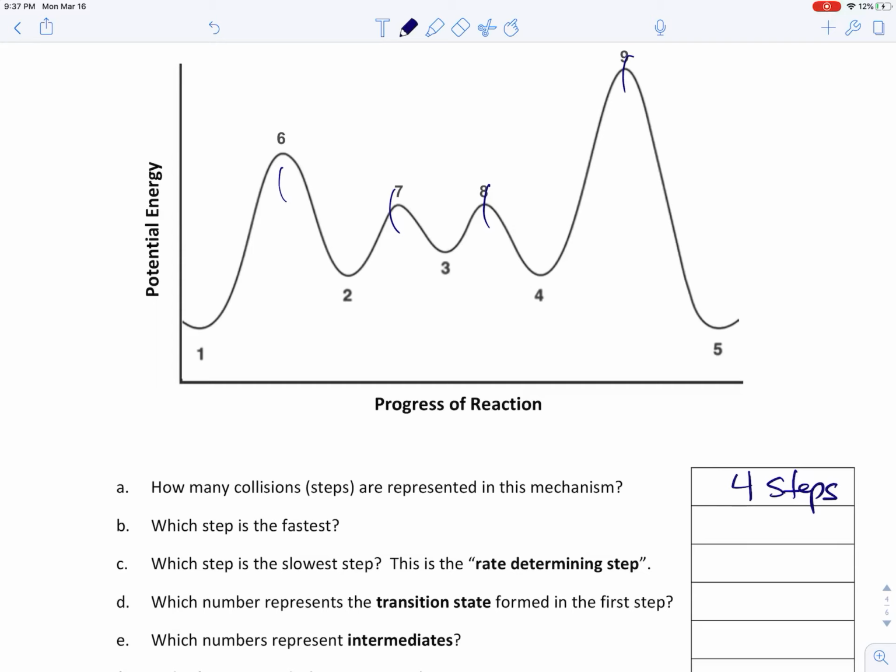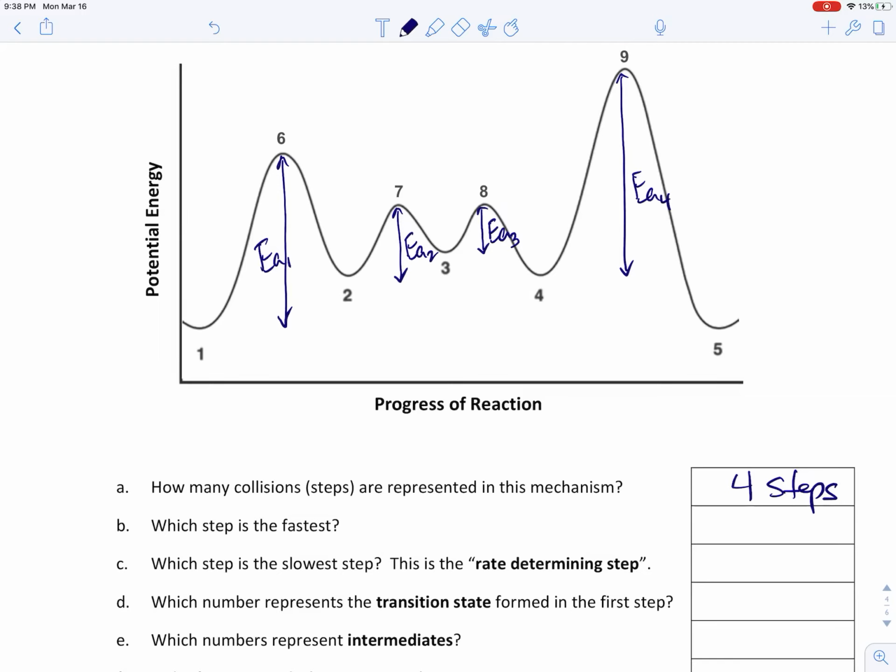Which step is the fastest? Well, to see that, we want to look at the activation energies for each step. So let me just sketch them here. In the first step, from the top of the hill down to where that hill began, about there, there's the EA for step 1. Step 2, from the top of that hill down to the beginning of that hill, there's the EA for step 2. And then step 3, from the top to where that hill began, the EA for step 3, and step 4 to where it began, there's step 4's EA.